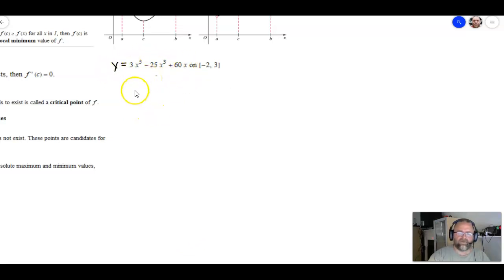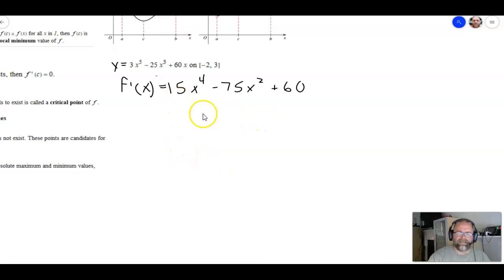All right, so this is a polynomial here. So let's go ahead and first find the derivative. So the derivative with respect to x, we're just going to use the power rule, and that's going to be equal to 15x to the 4th minus 75x squared plus 60.